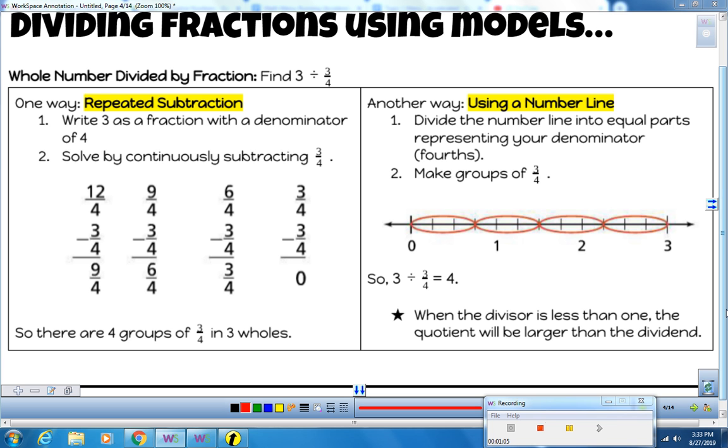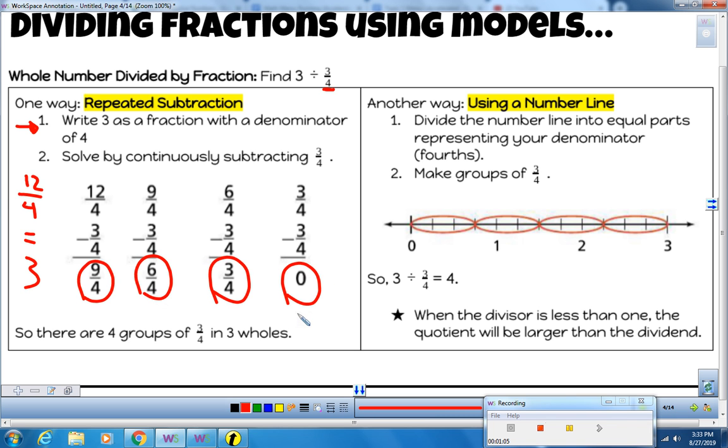Okay, so you'll notice here, because we are taking away fourths, that's where this step comes in, that we're making 3 a fraction with a denominator of 4. So we start with 12/4. Right, 12/4 is equal to 3 wholes. And you just keep taking away 3/4 over and over and over. And how many times can you do that? Well, we did it 1 time. We did it 2 times. We did it 3 times. We did it 4 times. So there are 4 groups of 3/4 in 3 wholes.